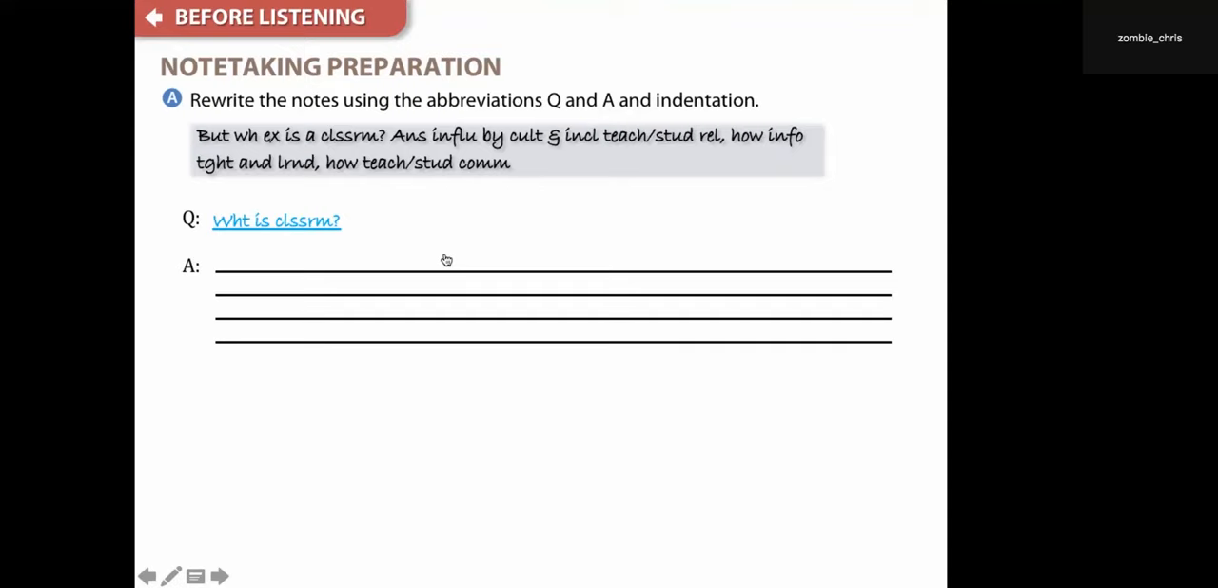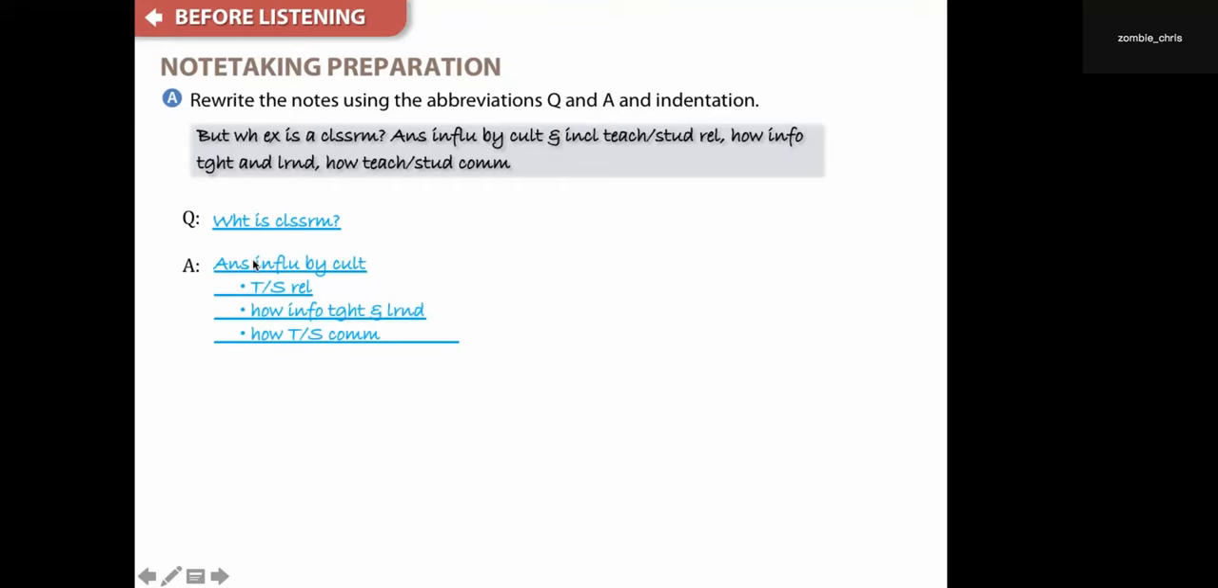communicate. And we see the main point, answer is influenced by culture, and the elements of this answer, we need to look at the teacher-student relationship, how information is taught by the teacher, how it's learned by the student, and how teachers and students communicate. So these three elements of the criteria here are just as important as one another, and they have to be equally indented in the list that you have here.